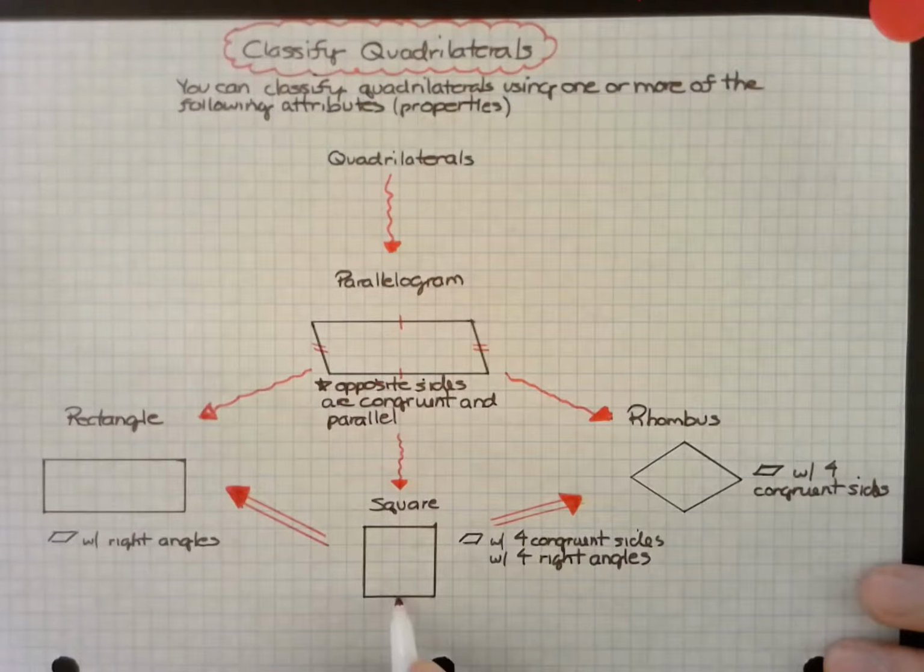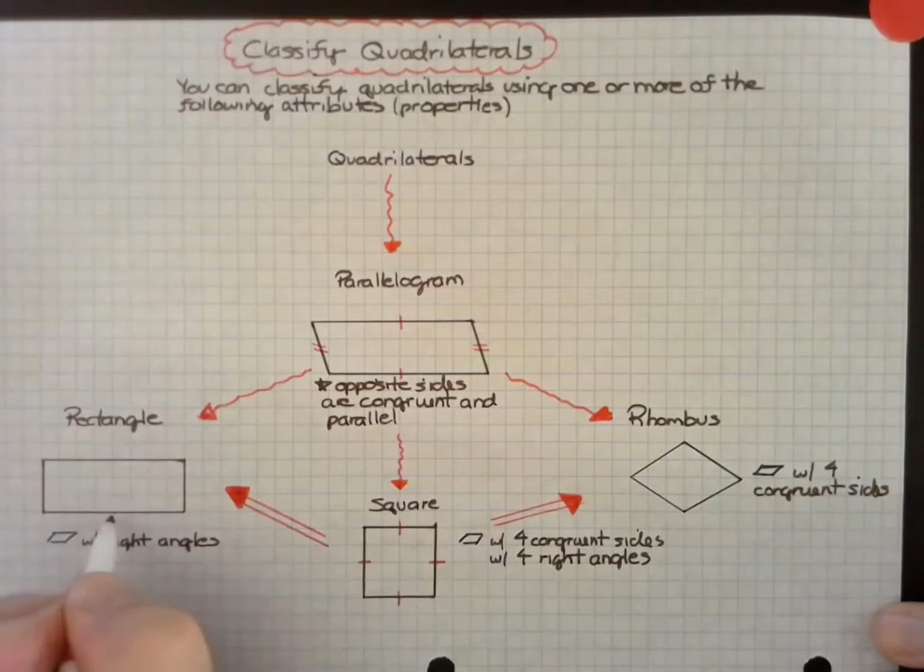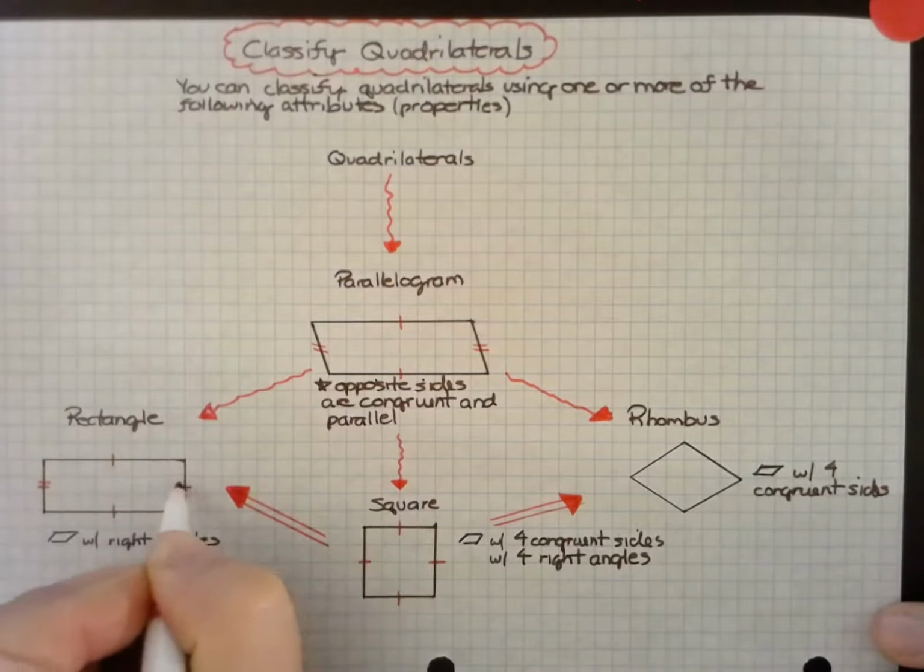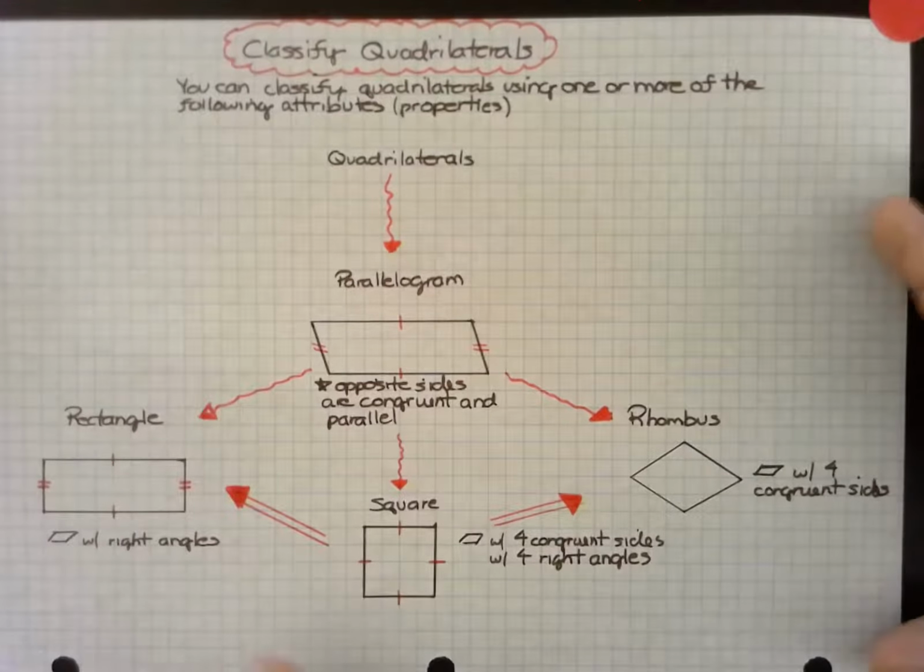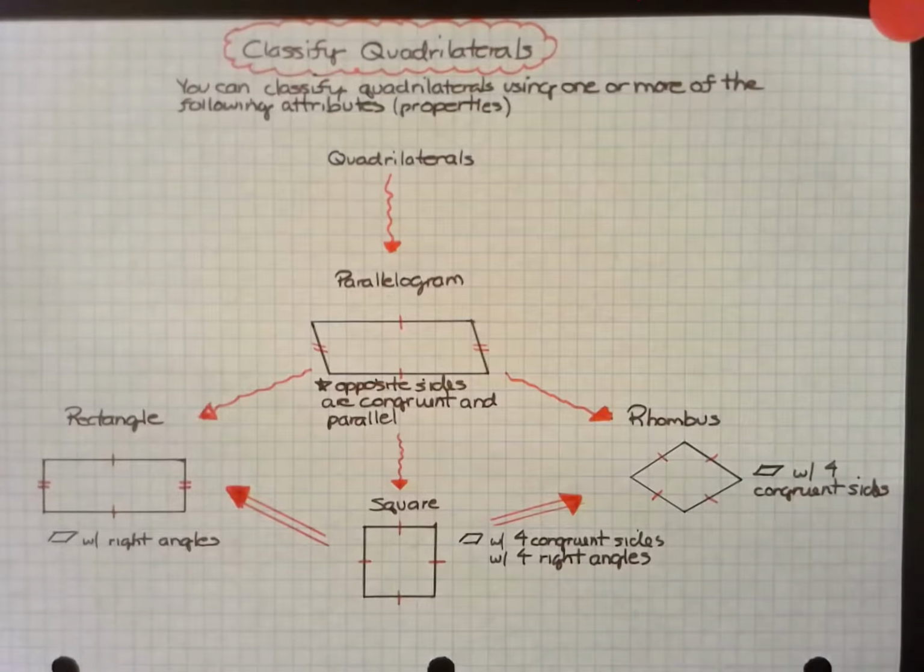Here I see that all 4 of these get the same hash mark because all 4 are equal. For the rectangle, these 2 sides get 1, and these sides get 2, and I can continue using more and more hash marks for the sides that are different. And then over here, the rhombus, all 4 are equal, so I can use the same hash mark for that one.